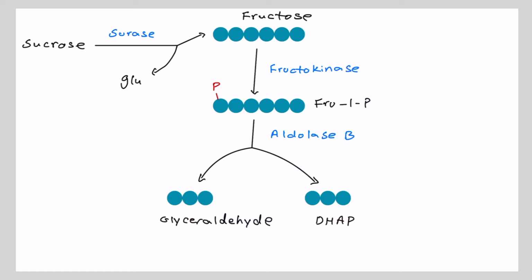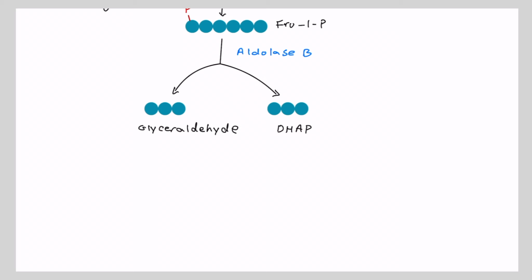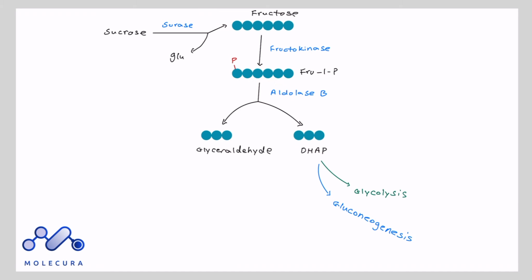Now our DHAP can from here go ahead and join the glycolytic pathway. So it will go here to glycolysis. But in the meantime, it can also be used by the cell for gluconeogenesis. So it can go to gluconeogenesis as well.